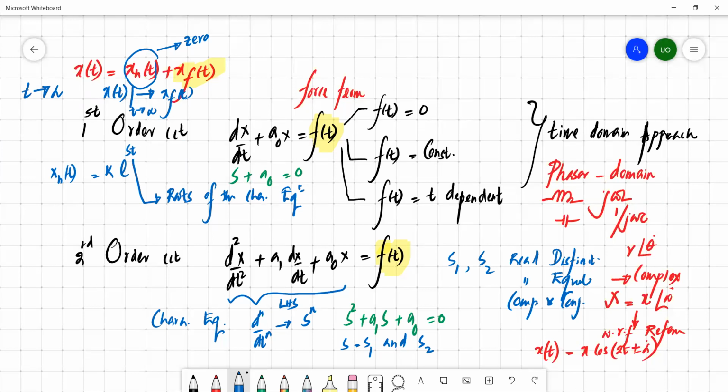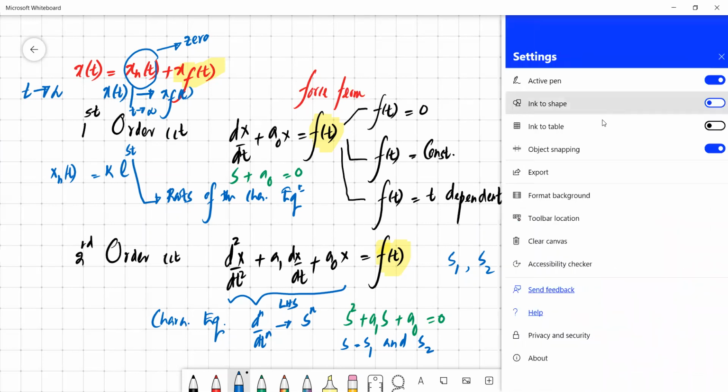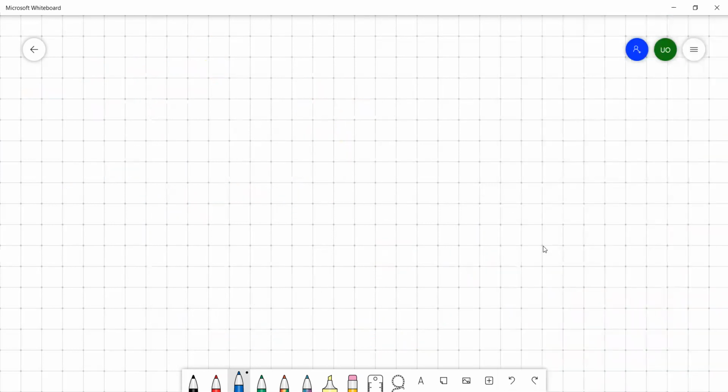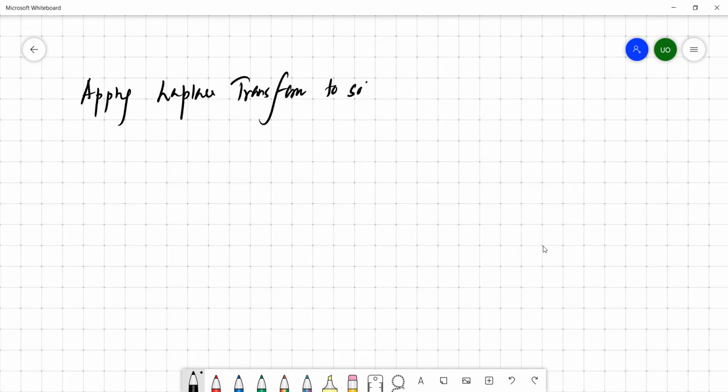Today we discuss another mechanism of getting these forced responses through the Laplace transform. So we'll apply the Laplace transform to solve the circuits.